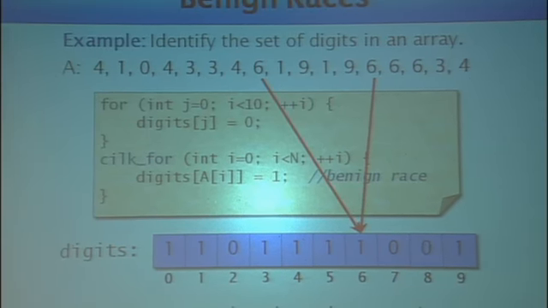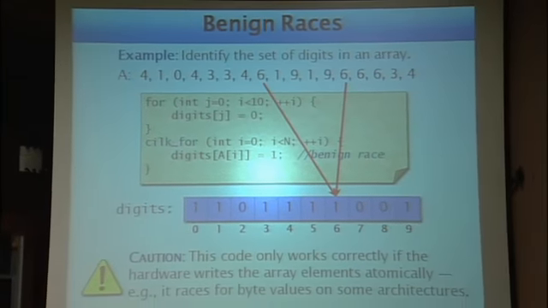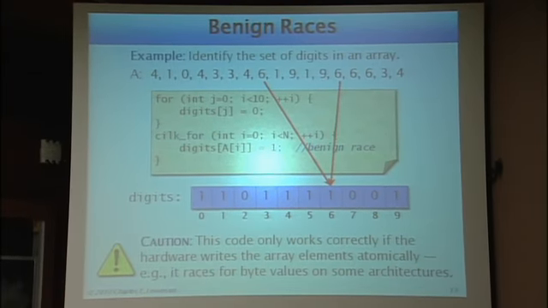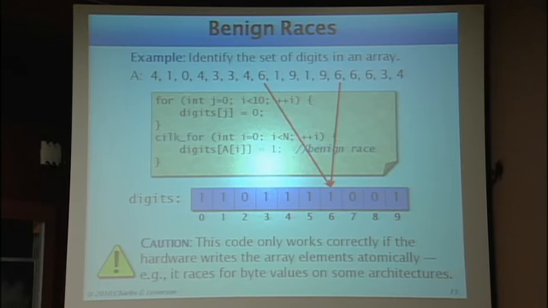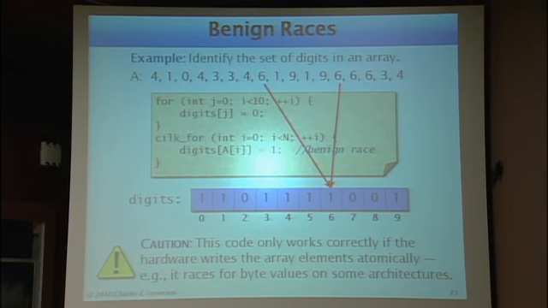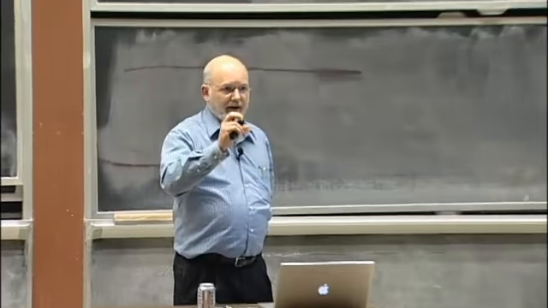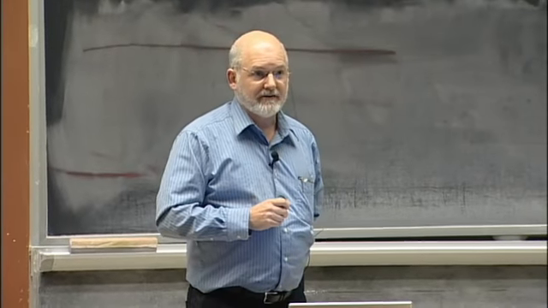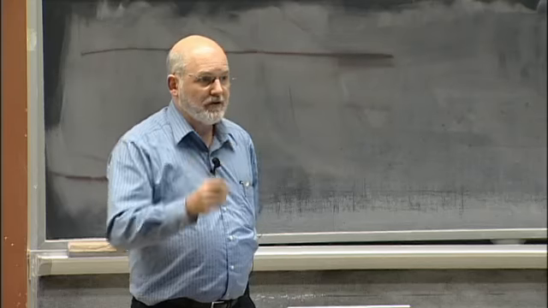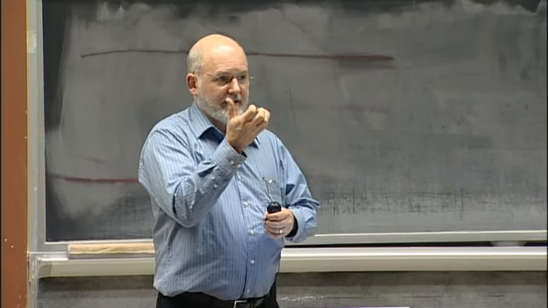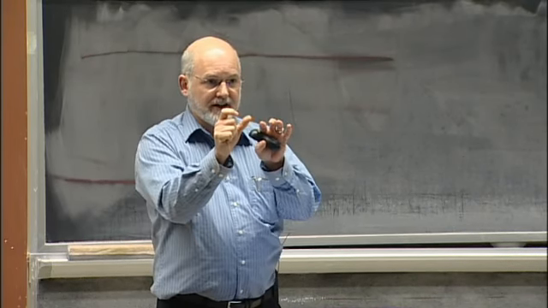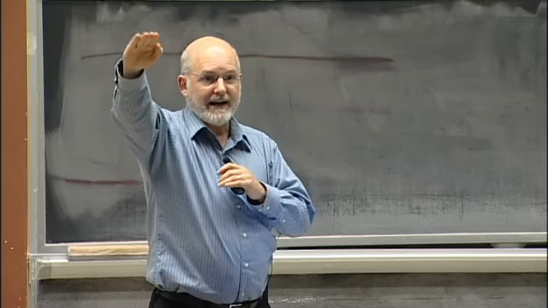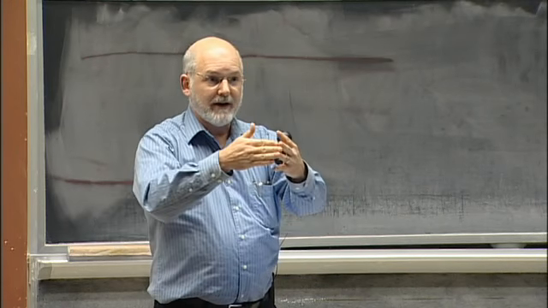This code only works correctly if the hardware writes the array elements atomically. So for example, not on the x86-64 architecture we're using, but on some architectures, you cannot write a byte value as an atomic operation. It implements a write to a byte by reading a word, masking out things, changing the field, masking again, and then writing it back out. And so you can have a race on a byte value.